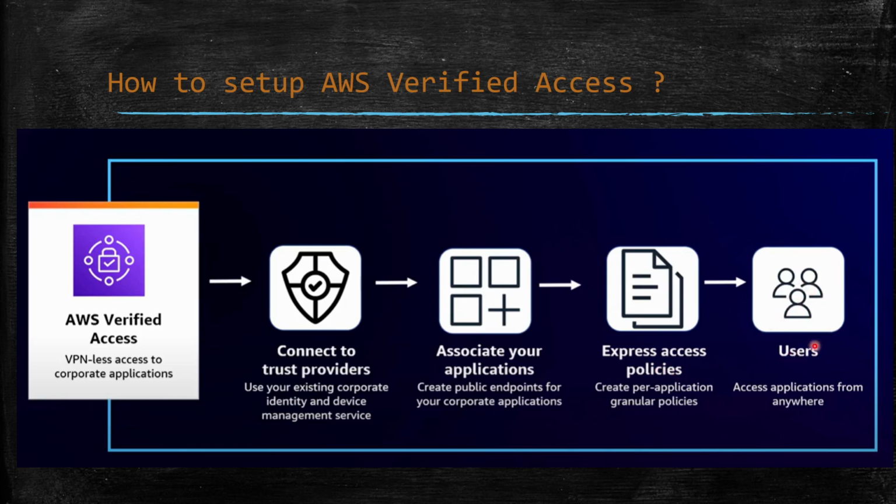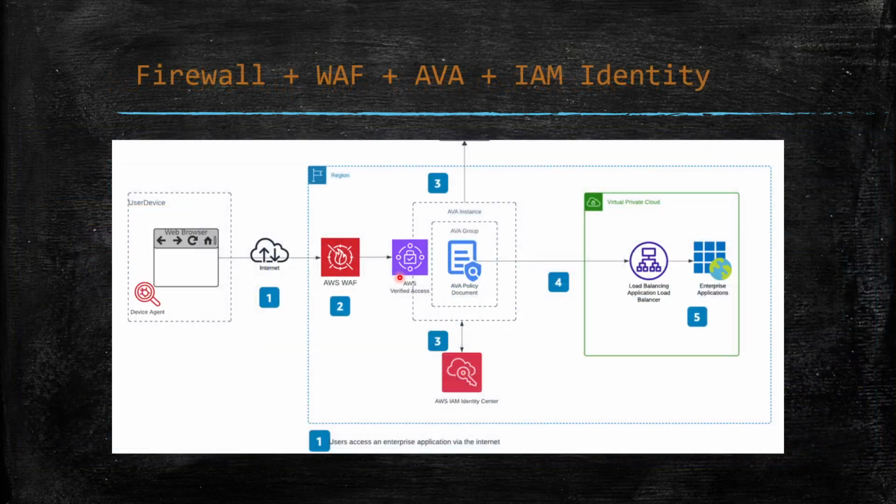And then the user accesses the application from anywhere, right? So if he's coming with that policy and adhering to that policy, he can access the application easily. So it's a kind of four steps which easily define how to access it. In the last, I think I will brief about this.